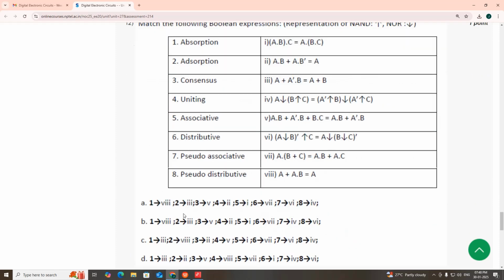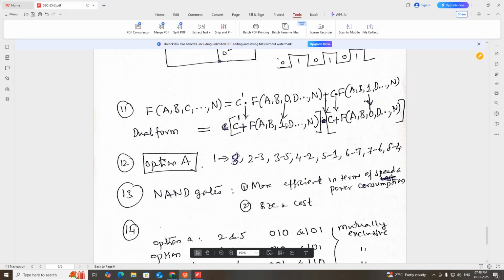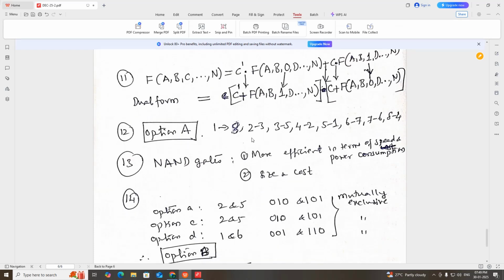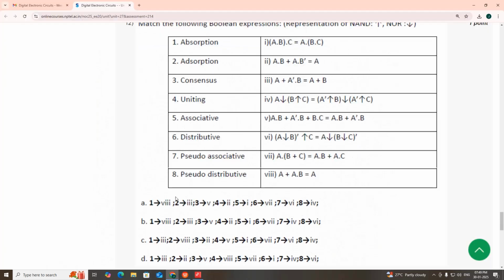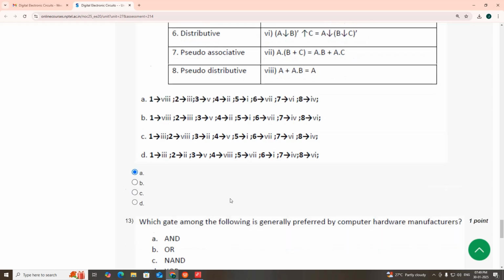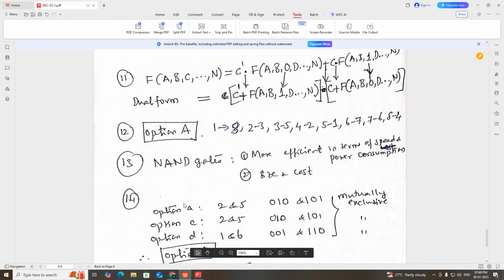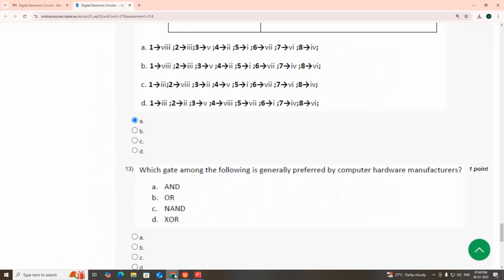12th one. You can find it from the notes. So 12th is option A. Because of shortage of time, next question: which gate is used? NAND gate is used because it is more efficient in terms of speed and power consumption, as well as size and cost. So NAND gate is option C.